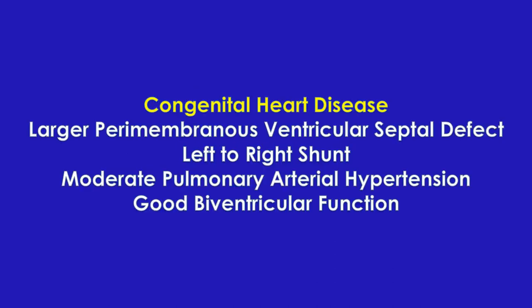For example, in a person with a defect in the wall between the lower chambers, it may read as congenital heart disease, large perimembranous ventricular septal defect, left to right shunt, moderate pulmonary arterial hypertension, good biventricular function. This would mean that there is a large defect in the upper part of the wall between the two lower chambers, and blood is leaking from the left ventricle to the right ventricle across the defect. The pressure in the blood vessels of lungs have gone up due to the increased flow, but the pumping function of both right and left ventricles are normal.